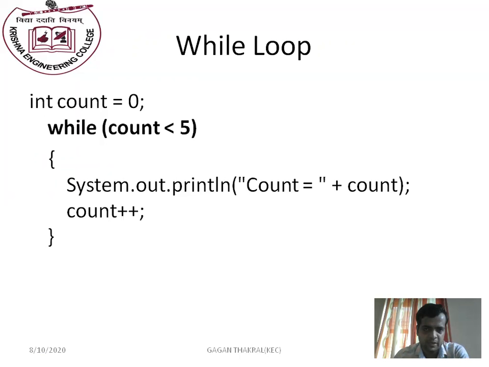2 is less than 5. It will print 2. Then 3 is less than 5. It will print 3. Then 4 is less than 5. It will print 4. And 5 is less than 5. Condition becomes false and it will exit from the while loop.